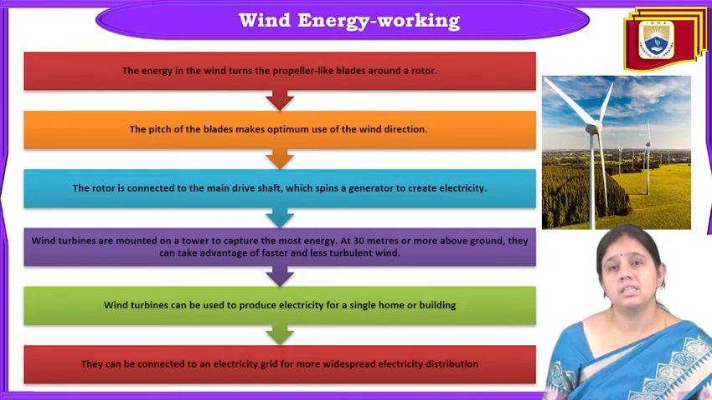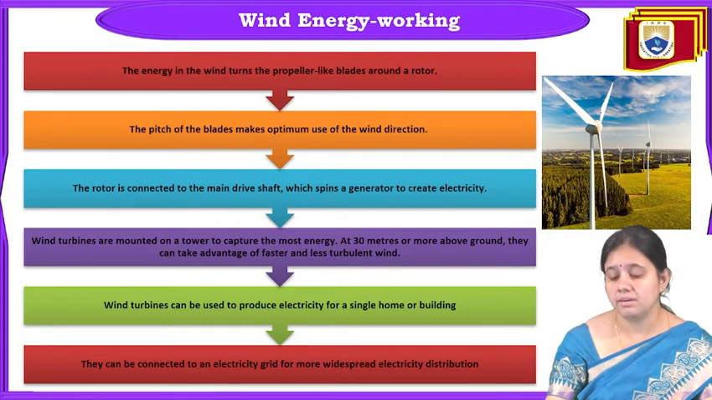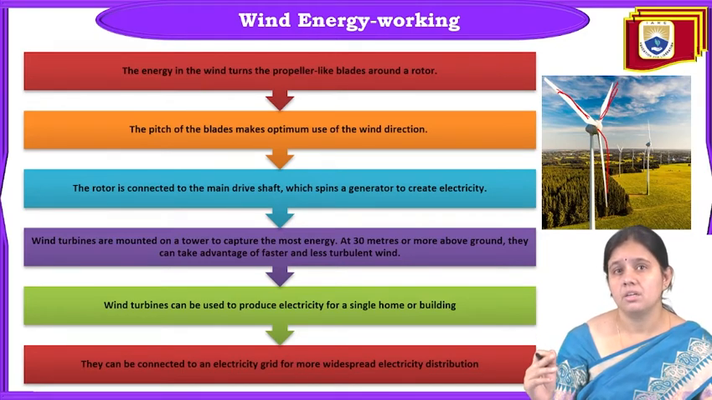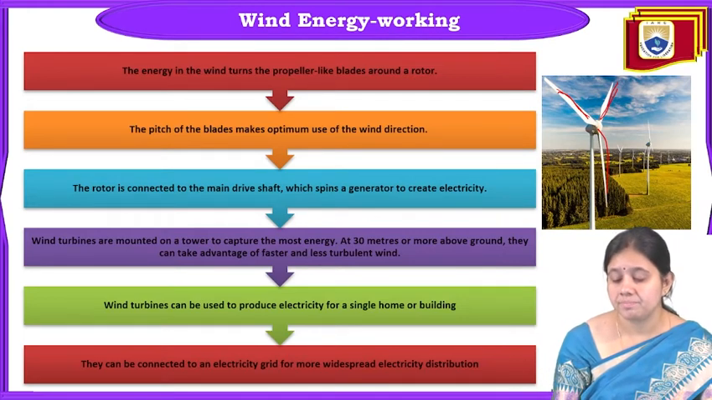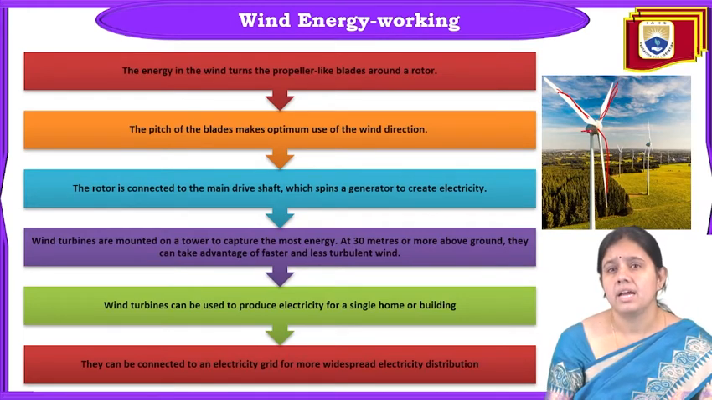So energy in the wind turns the propeller-like blade around a rotor. You can see this is the propeller-like blade. When wind comes, it turns the propeller, and the pitch of the blade makes optimum use of the wind direction. The rotor is connected to the main drive shaft. This is the drive shaft, which spins the generator to create electricity.